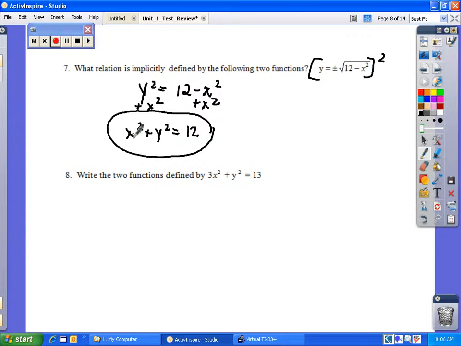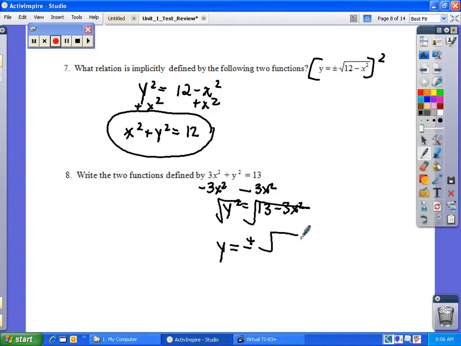And notice this is a circle, this is a conic. It's a circle with a radius of the square root of 12. Now I'm going to work to solve this for y. So I'm going to first subtract 3x squared. I'm going to be left with y squared equals 13 minus 3x squared. And now I'm going to take the square root of both sides. So I get y equals plus or minus the square root of 13 minus 3x squared. So I have two functions, either the positive or the negative version.